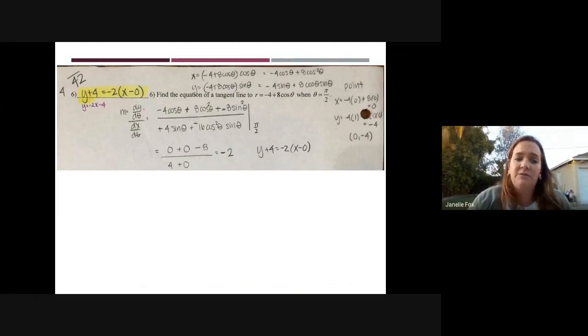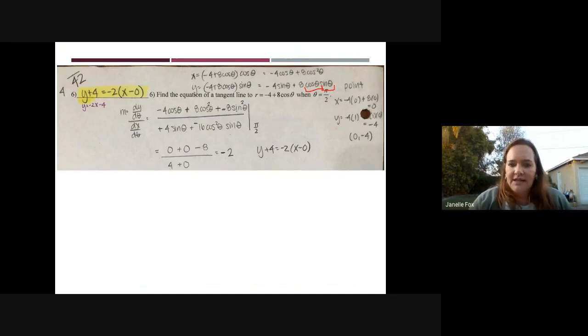The most common mistake is putting the x guy on top and the y guy on the bottom. So silly of you to do that if you accidentally did that. But remember, the y guy goes on top. So this is the derivative of the y guy. I just did a regular derivative for the -4 sine. But then over here, I had to do the product rule. Okay, so I had to do the product rule on that part.